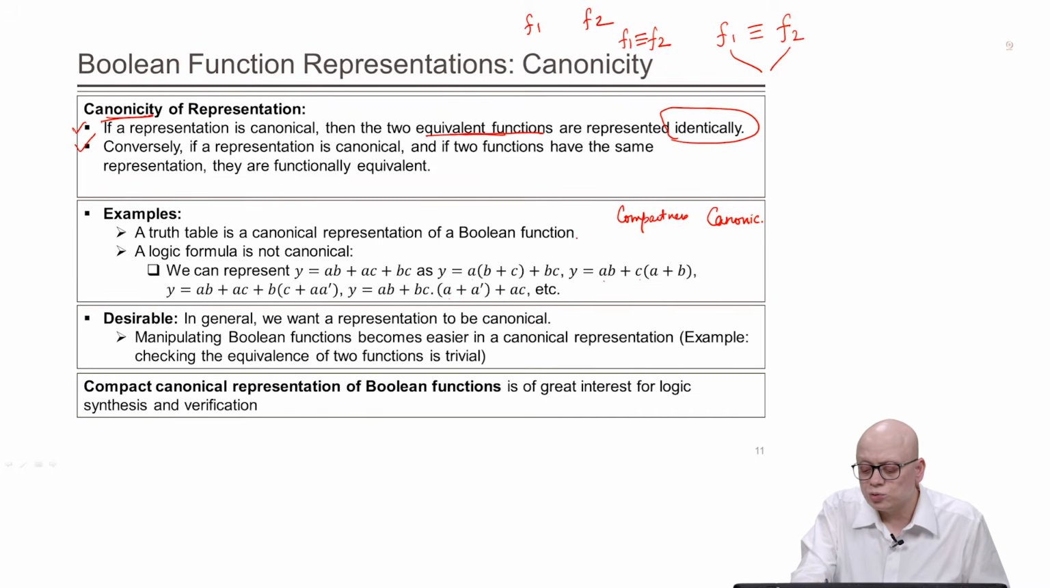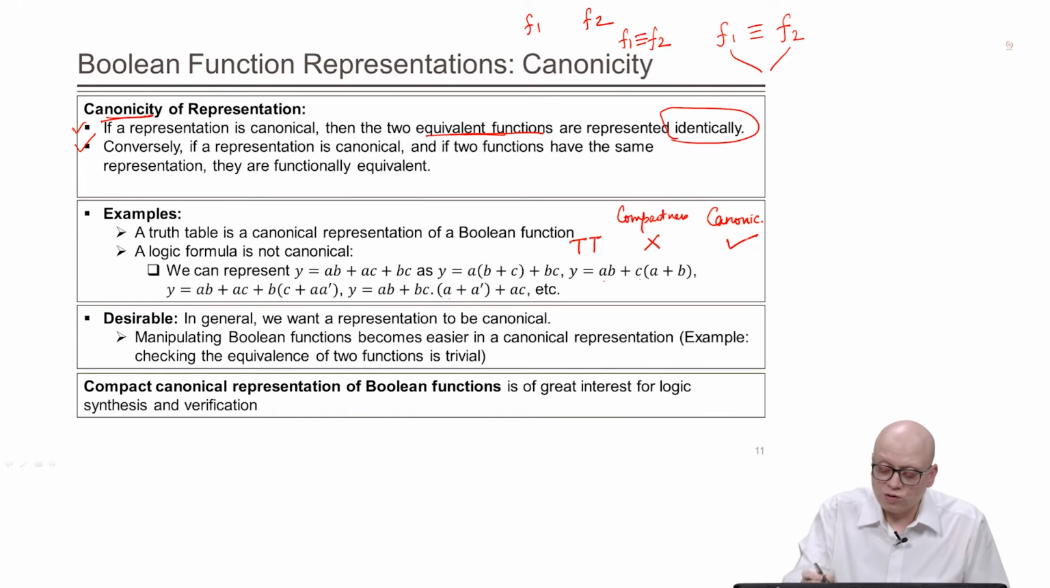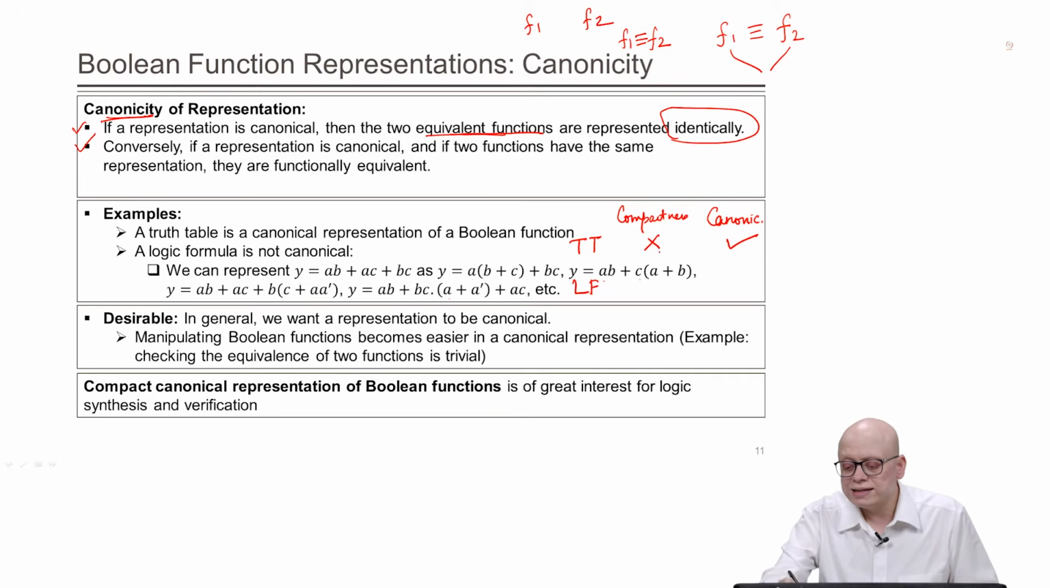For a truth table, we can say that it is not compact, it is exponential, therefore this is not a good attribute, but it is canonical. And if we look at a logic formula, it is a compact representation, more compact than a truth table, but it is not canonical.